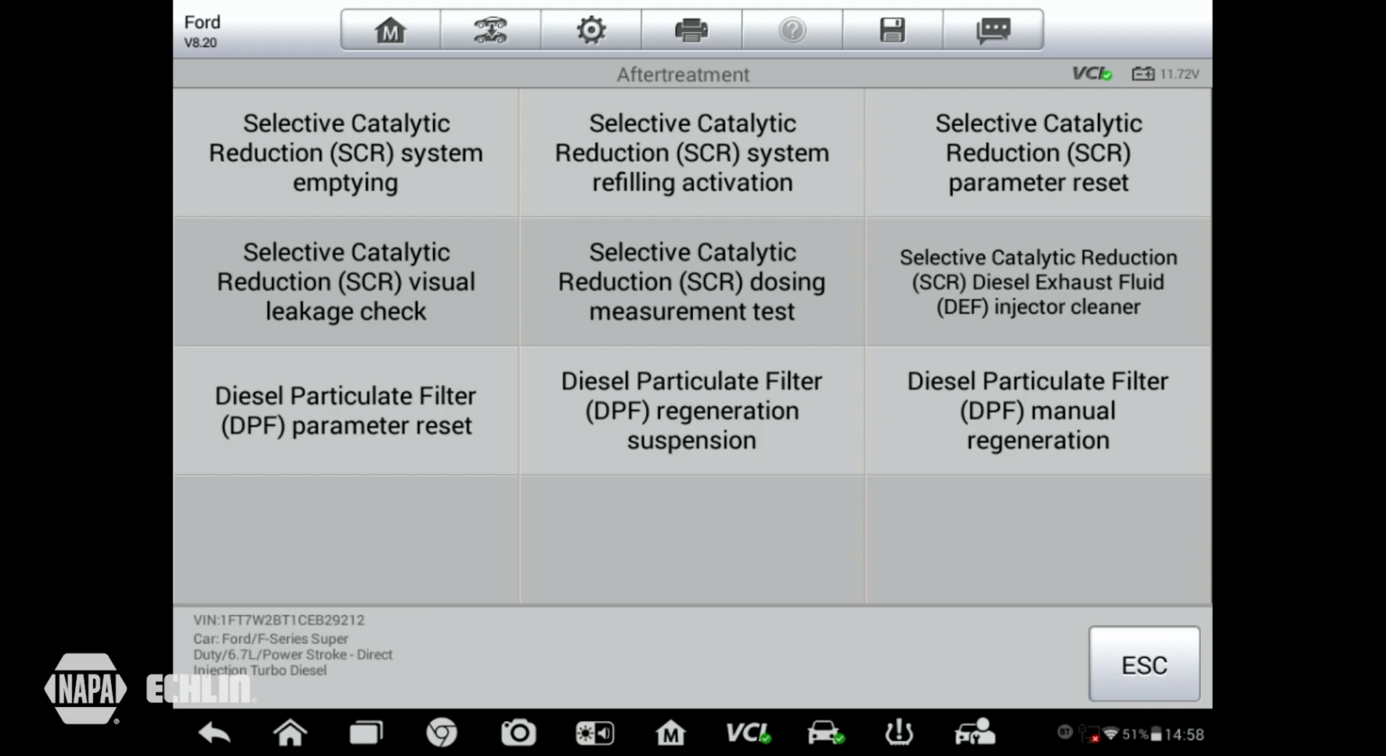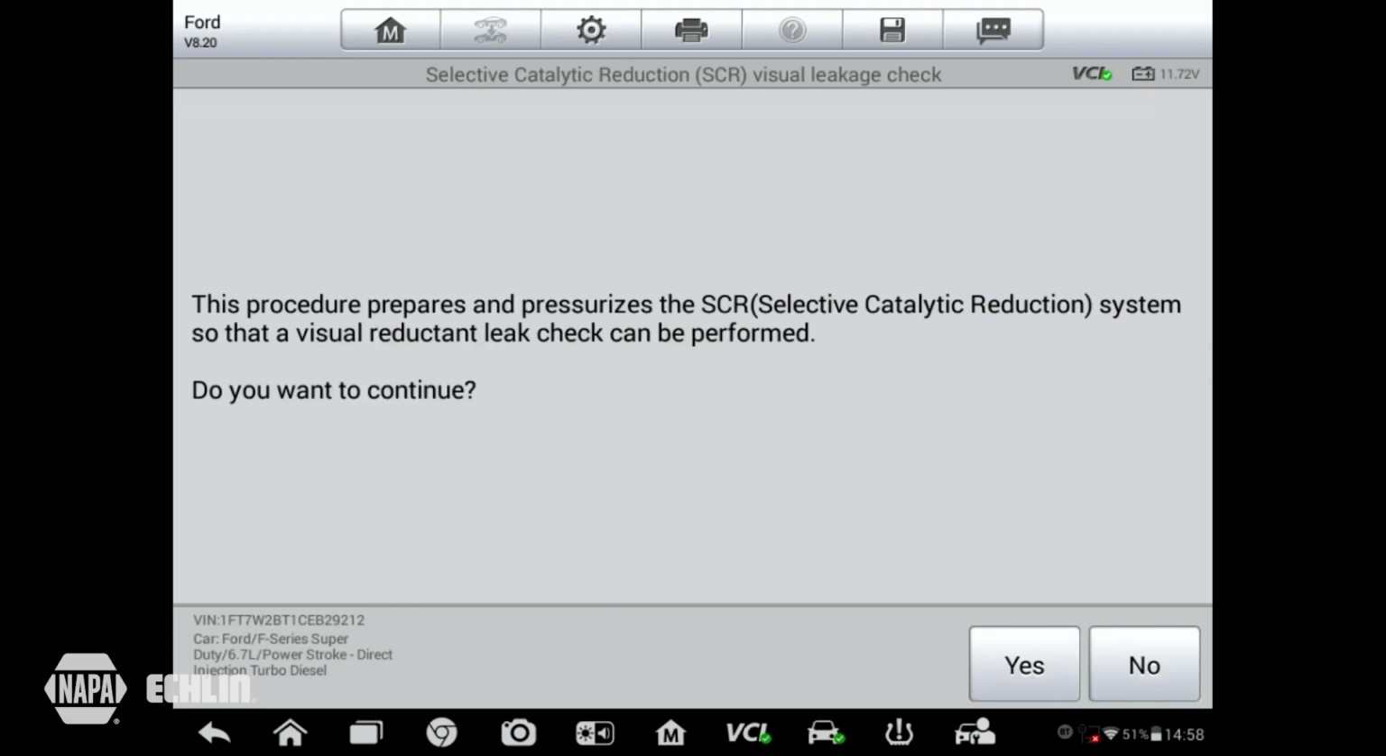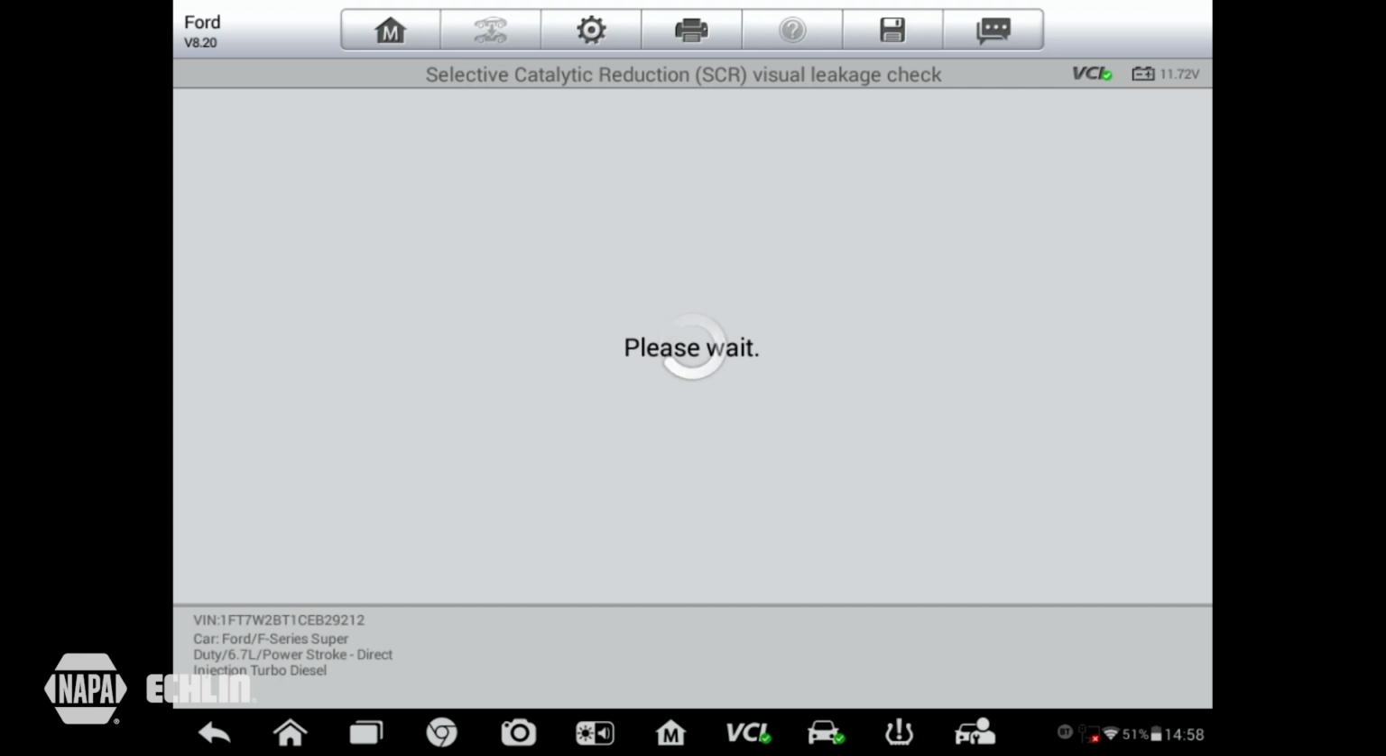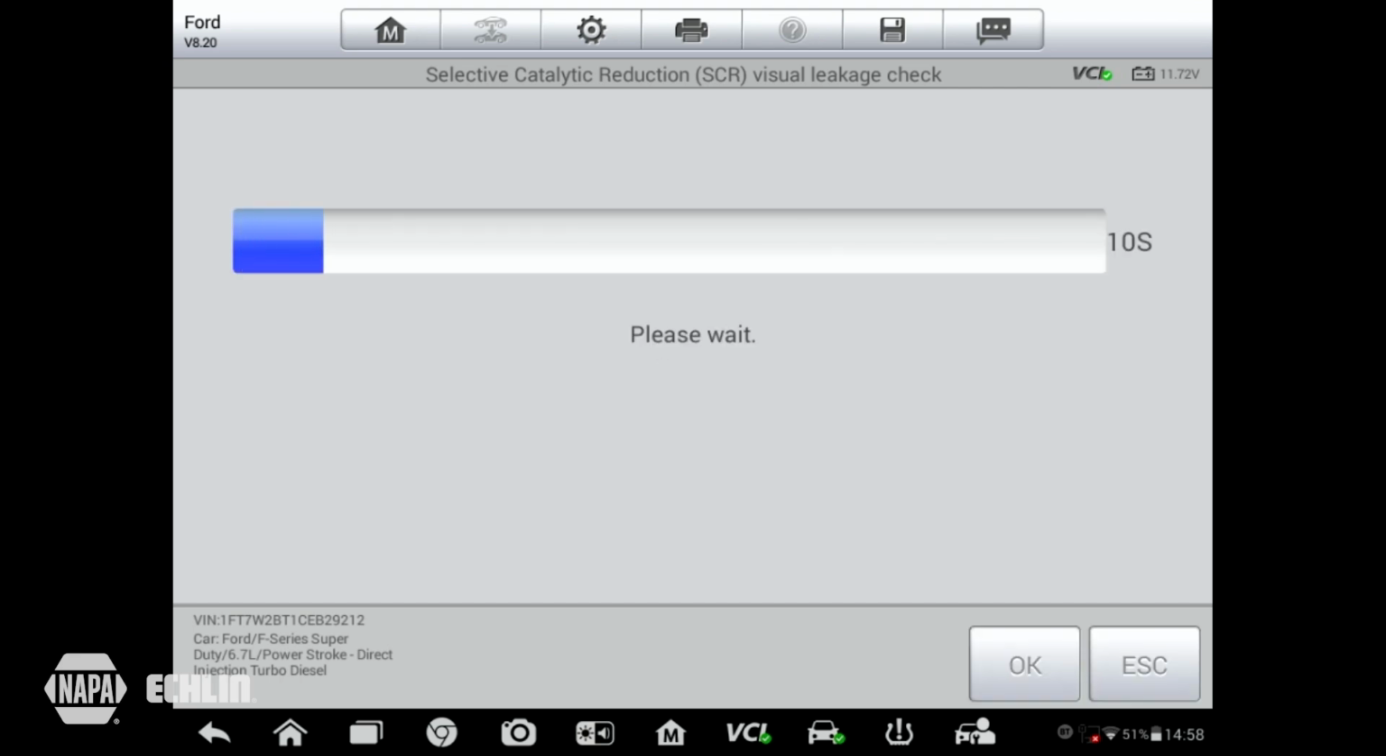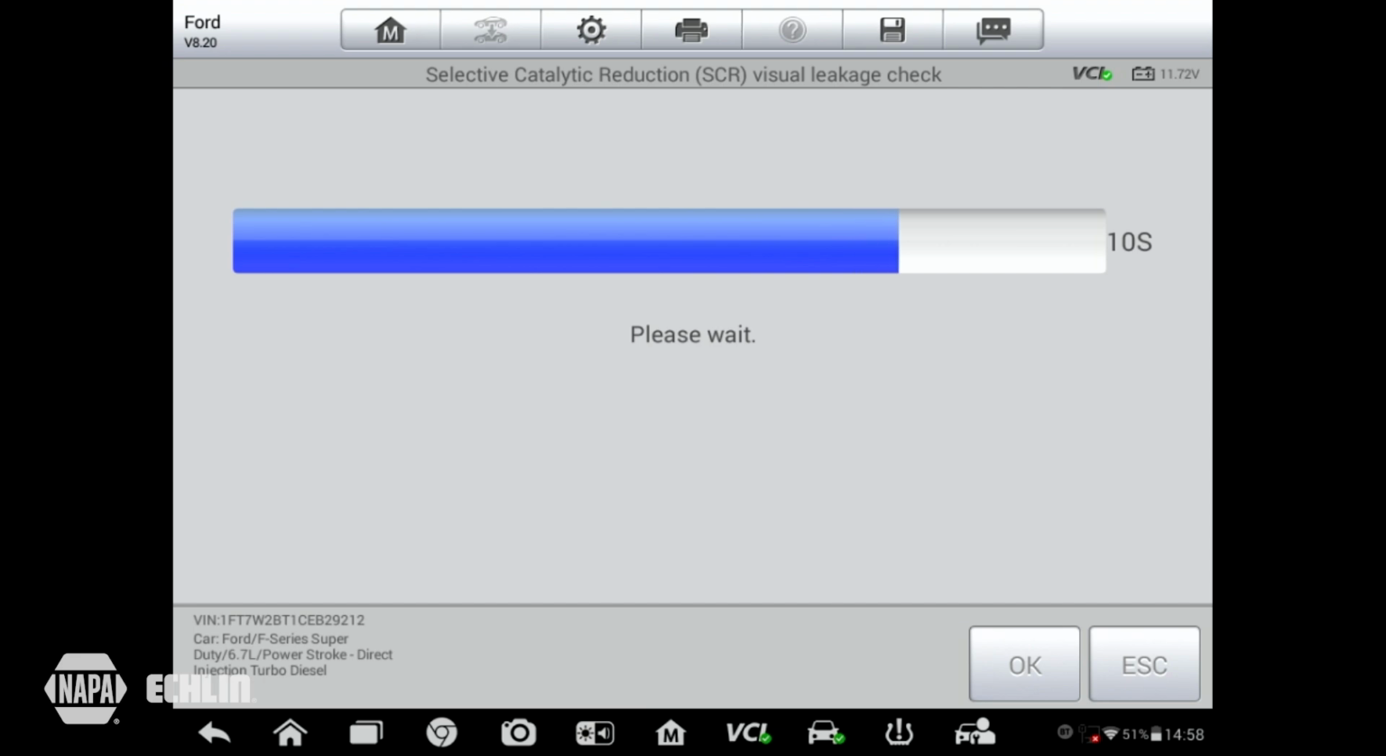Now, let's very quickly do this SCR visual leakage test. What we would do is select that menu option. You'll notice that this procedure is going to pressurize the system so that we can go into the vehicle and look for a visual reductant leak. So let's do this. We're going to activate it. And there is a 10-second timeout while the system prepares for the operation.